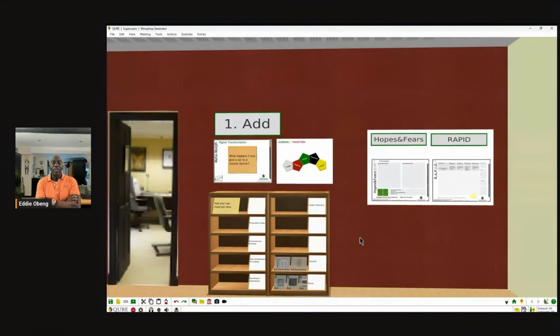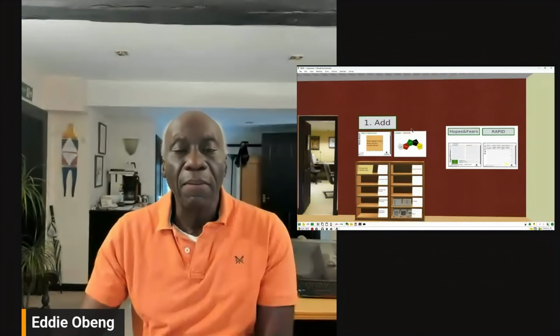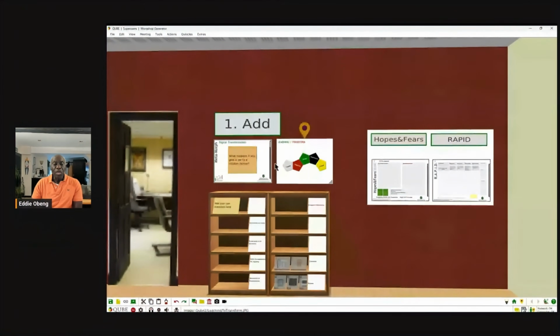So this is Cube. This is a cubicle we put together called the Workshop Generator. It's used for super users. So when you want to run Cube yourself, this allows you to create your own workshops from the traditional sessions, teaching, and keynotes. So over here, for example, it says add, and it asks you to add onto this board the stuff you're planning to do.